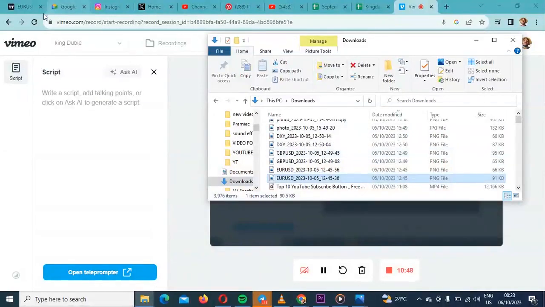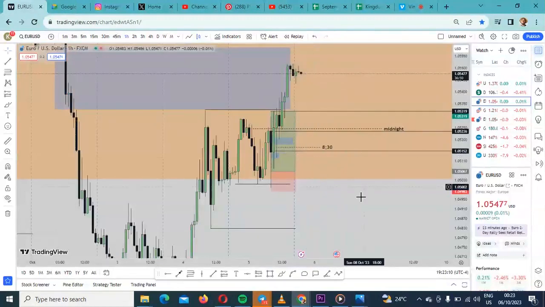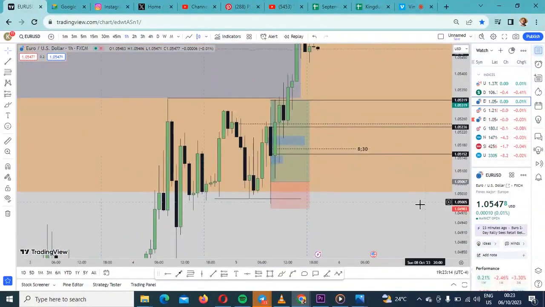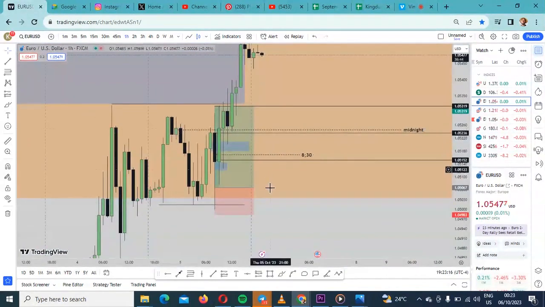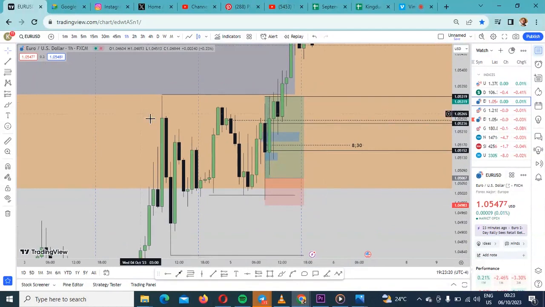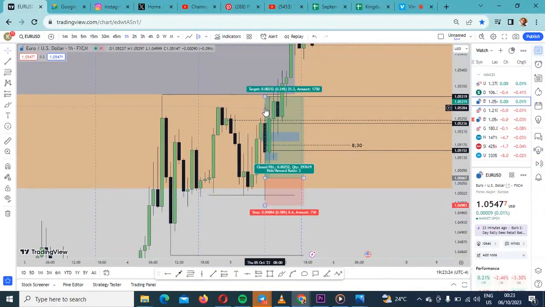So let's look at live chat. So this is exactly it. Now remember, this is my midnight drawn. See where price ran this high temporarily. See this week exactly. Price did it before coming down.